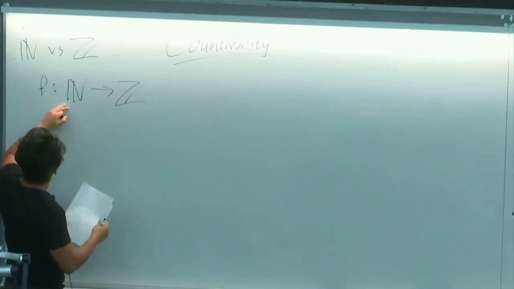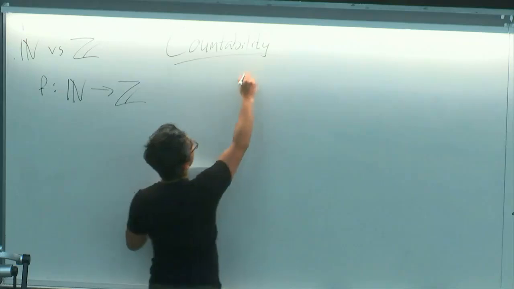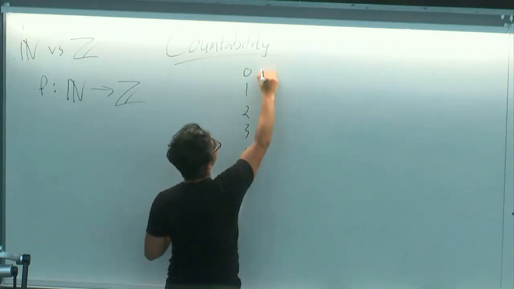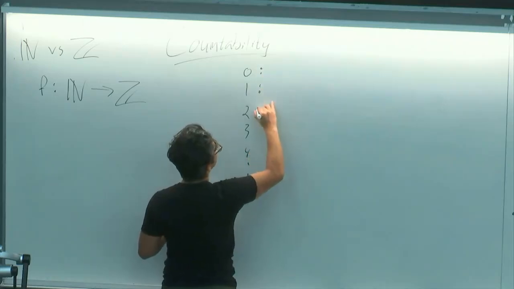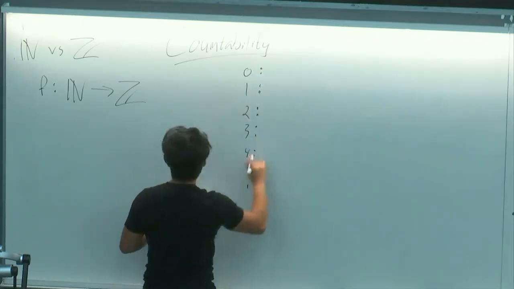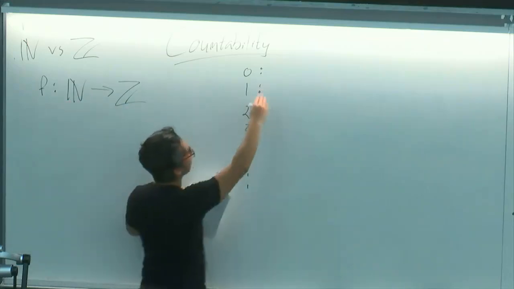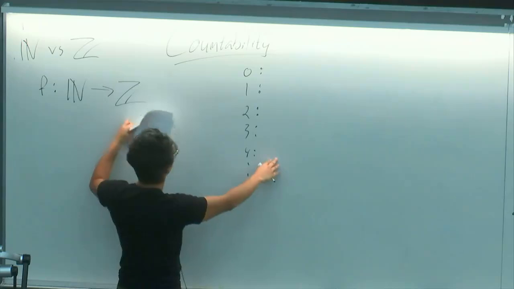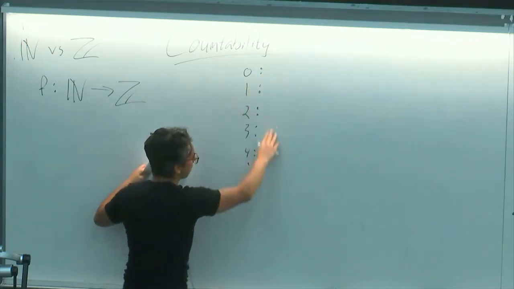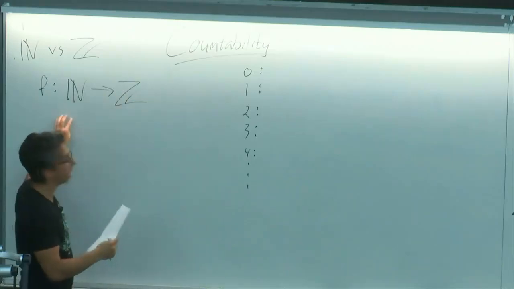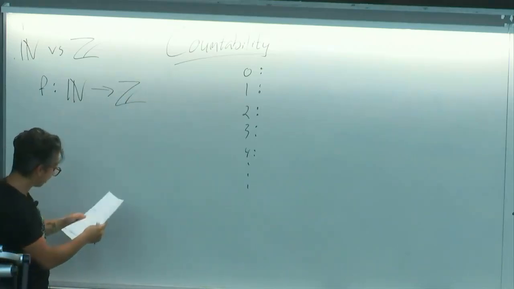Okay, so N to Z, this countability. Really, the natural numbers are 0, 1, 2, 3, 4, all the way down. So if we can set up a bijection from N to Z, what we're saying is we can enumerate all of Z in just a list, 0, 1, 2, 3, 4, 5, all the way down. This says that Z is countable with the natural numbers. So let's see what that looks like.